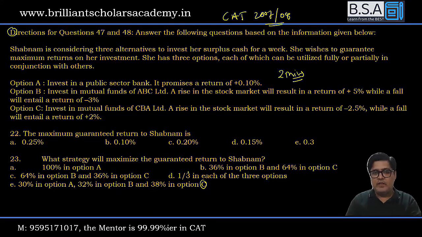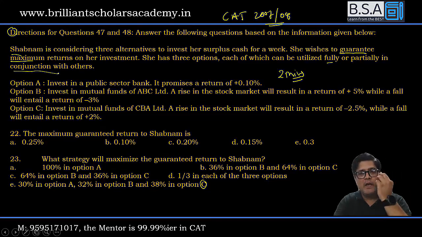तो दिस क्वेश्चन डिजर्व्स अ लॉट ऑफ रेस्पेक्ट, क्योंकि बहुत बड़े ढंग से फ्रेम किया क्वेश्चन है, कैट का क्वेश्चन है. सो व्हाट इज हैपनिंग इज, Shabnam is considering three alternatives to invest her surplus cash for a week. एक हफ्ते के लिए उनको इन्वेस्टमेंट करना है. She wishes to guarantee maximum returns on her investment. She has three options, each of which can be utilized fully or partially in conjunction with others.